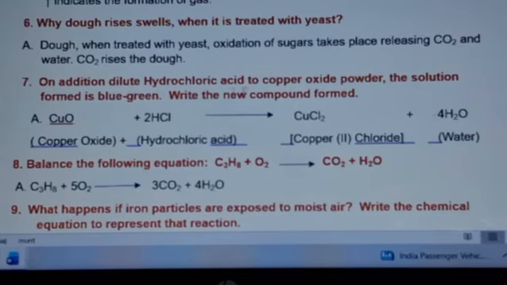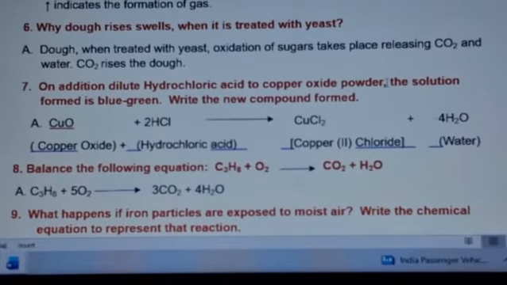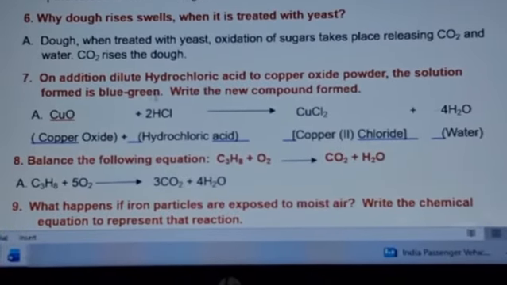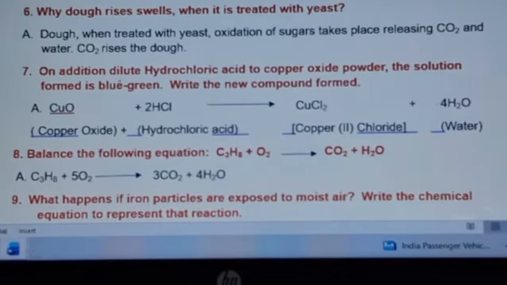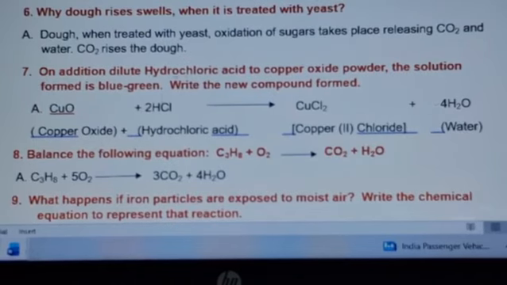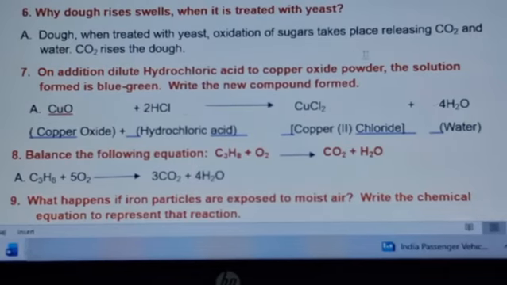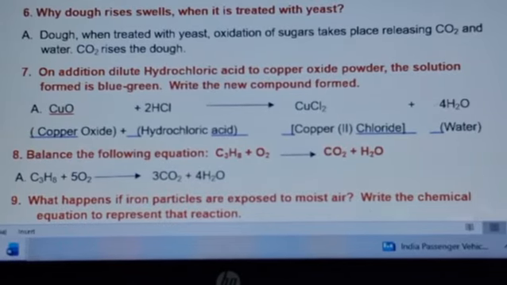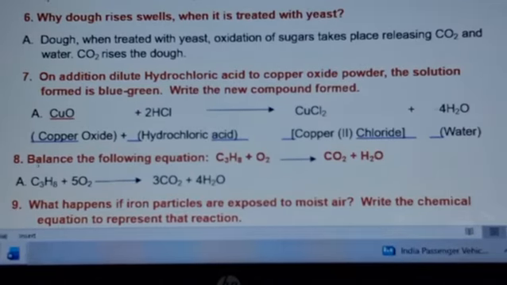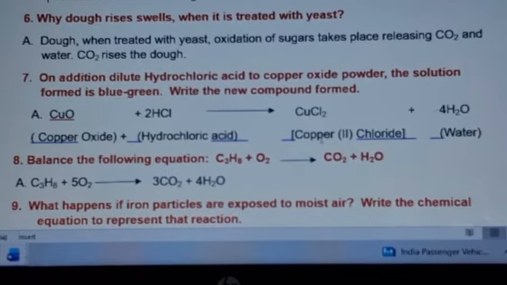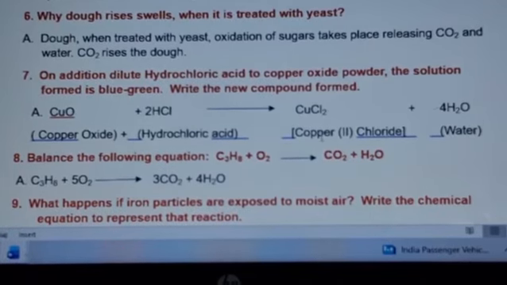On addition of dilute hydrochloric acid to copper oxide powder, the solution formed is blue-green. Write the new compound formed. See, copper oxide, when it is treated with hydrochloric acid, HCl, it is giving rise to copper chloride. The solution is blue-green in color. It is copper chloride with water. They are asking you to write the compound formed. This is the equation. Copper oxide plus HCl gives what? It gives copper chloride, CuCl2, plus water.